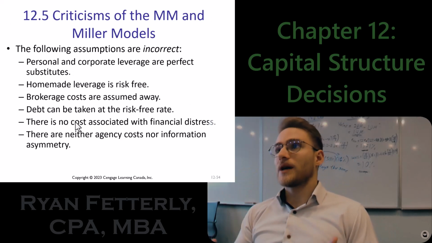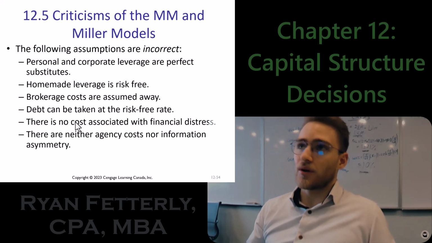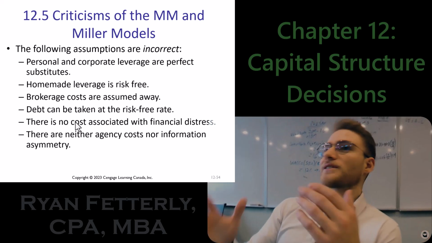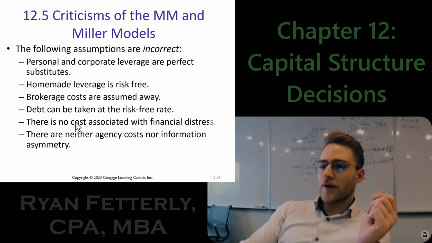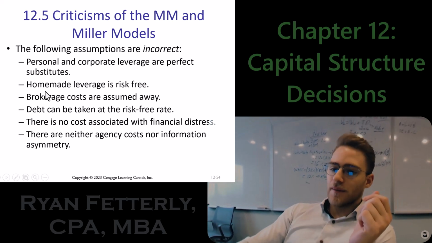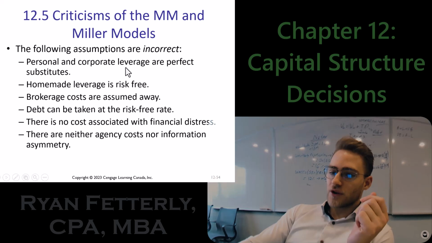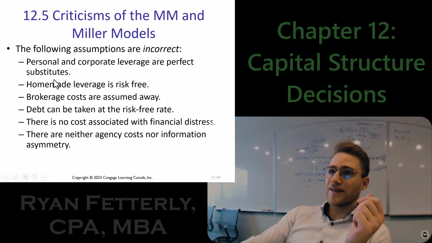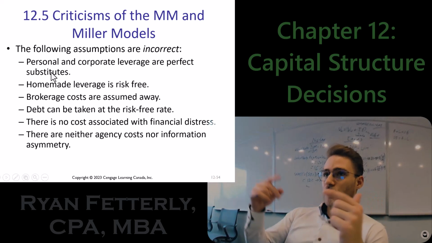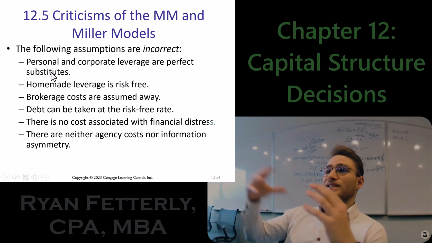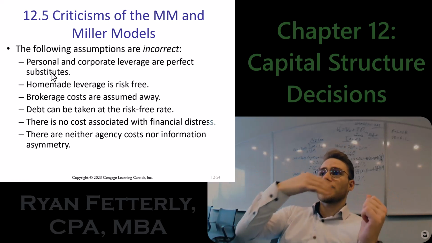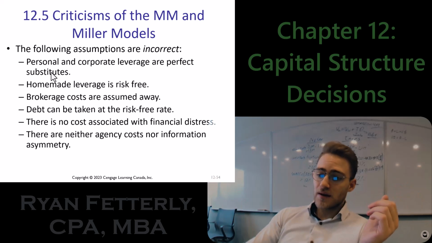Because there's a lot of contrasting views as to why this is not even important either, okay? It's purely theory, but we're just going to bat it around for fun. So the following assumptions are incorrect, right? Personal and corporate leverage are perfect substitutes. They're not, right? We know that there are certain combinations of corporate tax and personal tax that don't equal the effective tax rate. Sometimes some things are slightly more expensive, right?